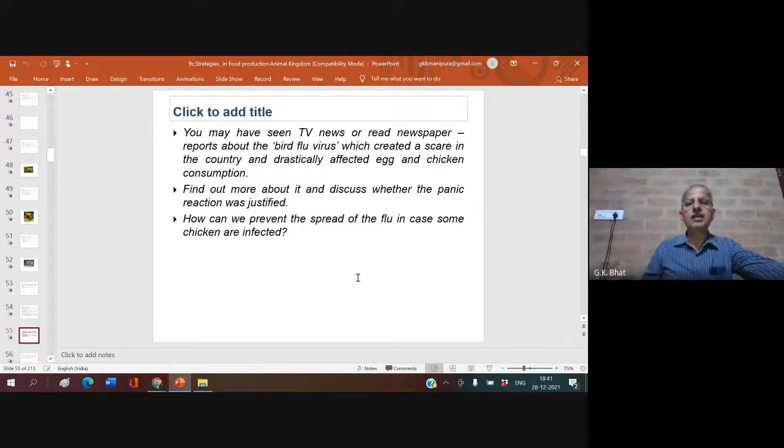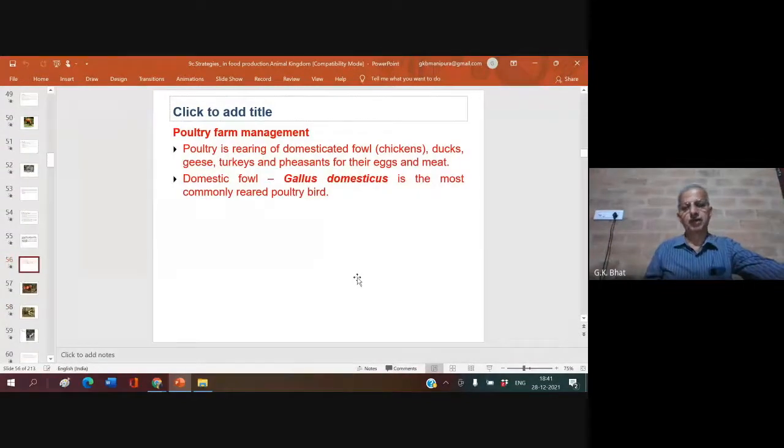You may have seen on TV news or read newspaper reports about the bird flu virus, which created a scare in the country and drastically affected egg and chicken consumption. Okay, let us look into that more. Poultry is the rearing of domesticated fowl, chicken, ducks, geese, turkeys, pheasants for their eggs and meat. Domestic fowl belongs to the species Gallus domesticus. Please remember, whatever fowl you have back at your villages, it belongs to the genus Gallus, species domesticus, the most commonly reared poultry bird.